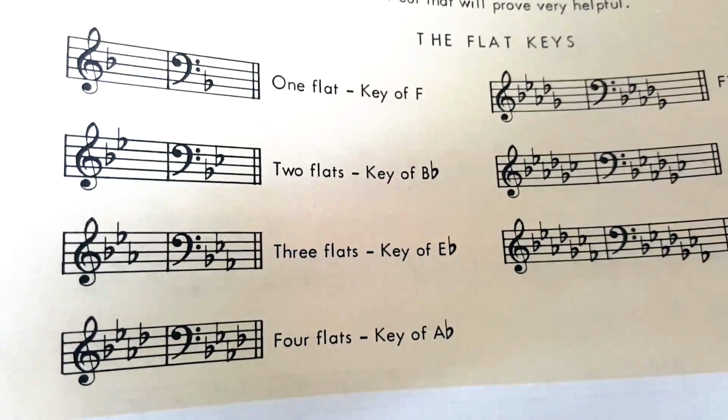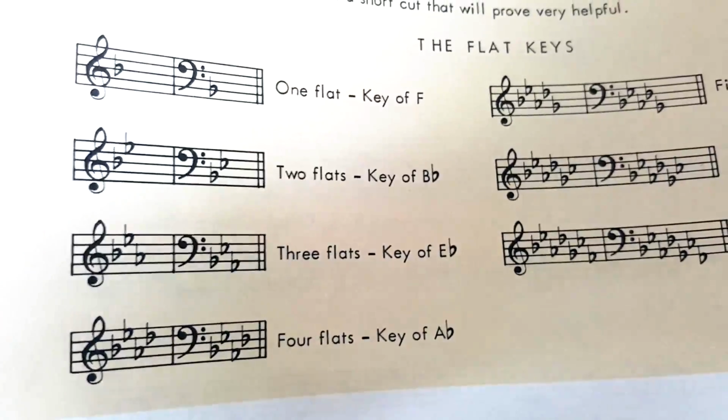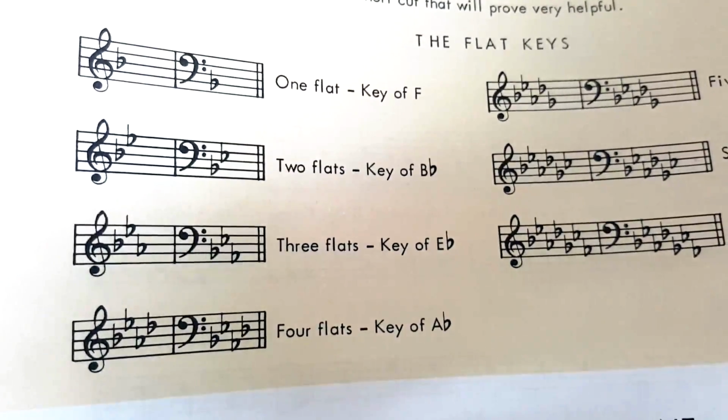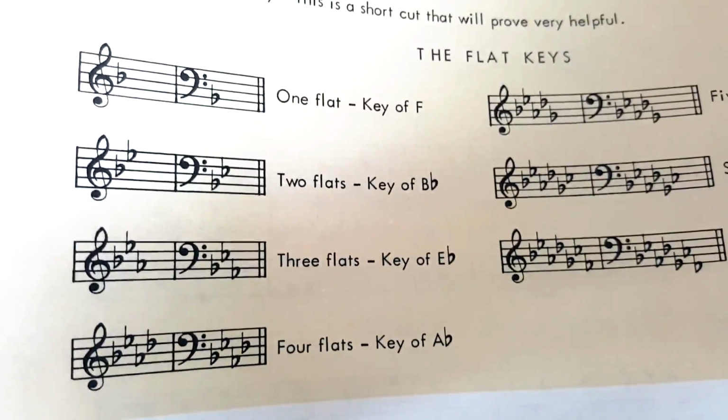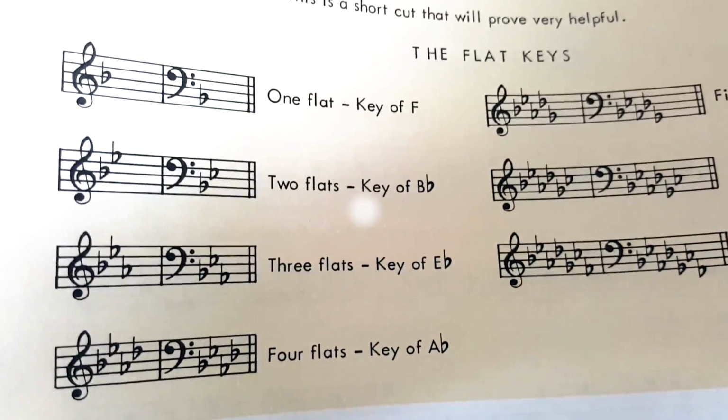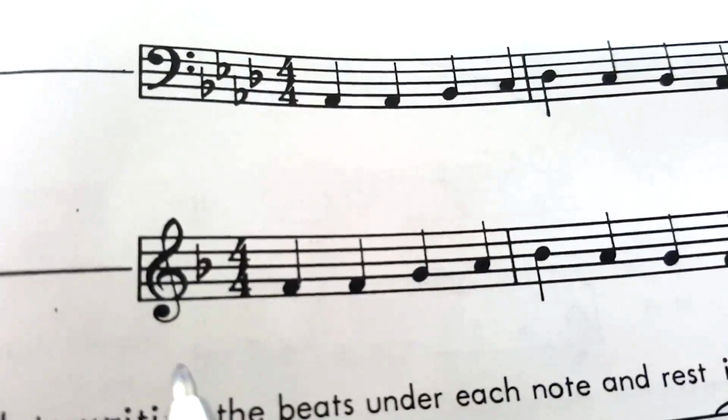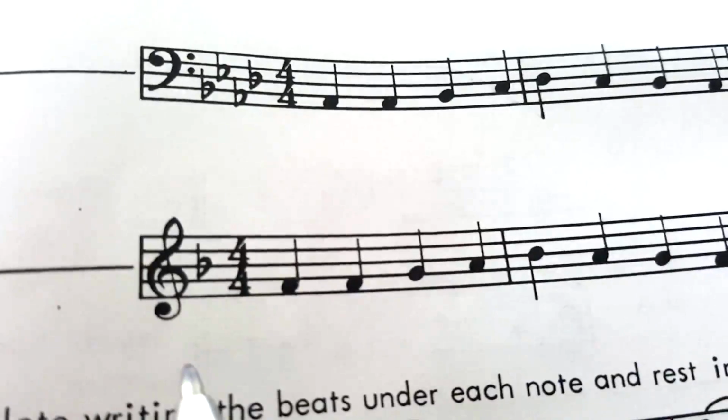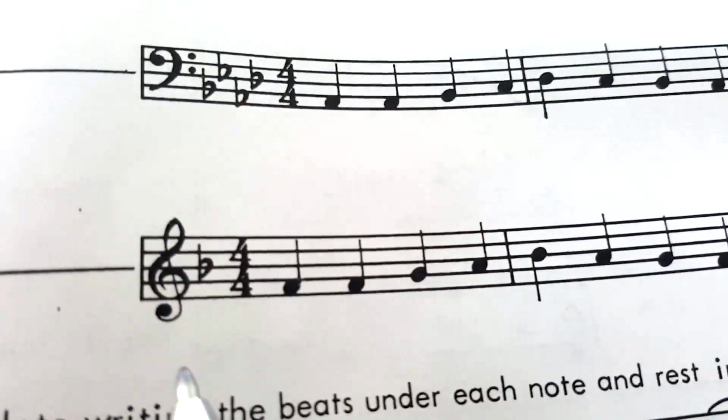And when two or more flats are in the key signature, the flat before the last flat is the name of the key. And that's just a helpful little shortcut. We're going to be using examples out of Master Theory Book 2 to name our key signatures.